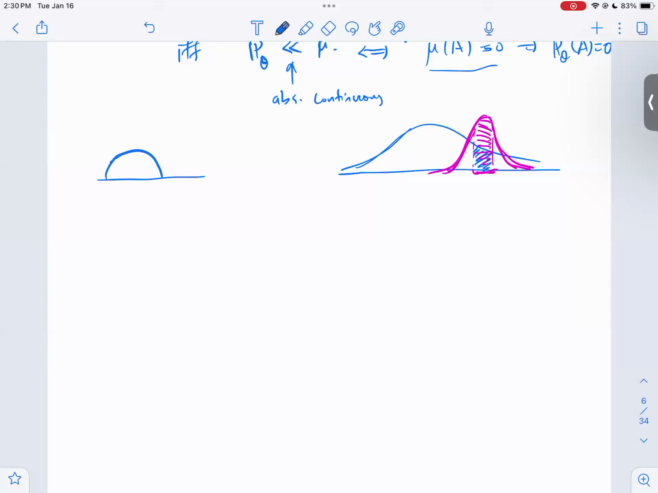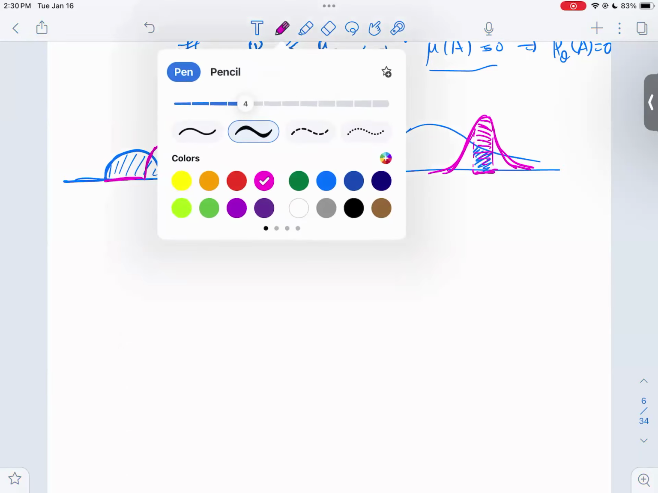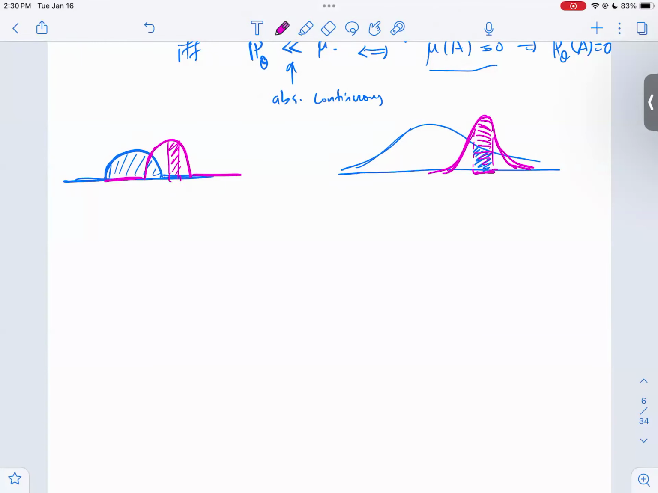But for example, suppose you have a measure which is like that, which assigns positive mass here and zero elsewhere. And the other one is something like this. None of these two is absolutely continuous with respect to the other, because there is a non-trivial set here. This set gets assigned this mass by this guy, but zero mass by the other guy. So there is a set that the blue guy assigns zero mass to and the red one assigns a positive mass, and similarly there is a set here that the blue guy assigns mass to and the red one assigns zero mass. So none of which is absolutely continuous.